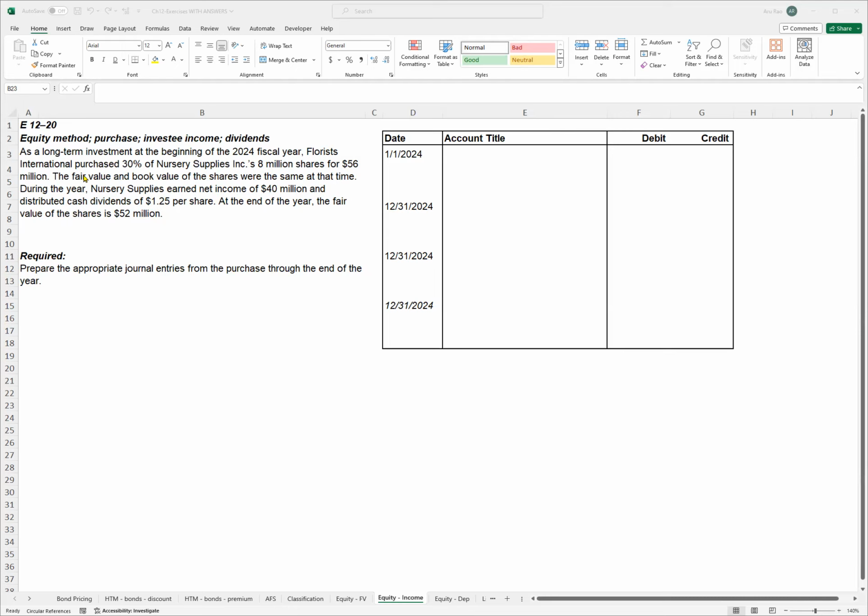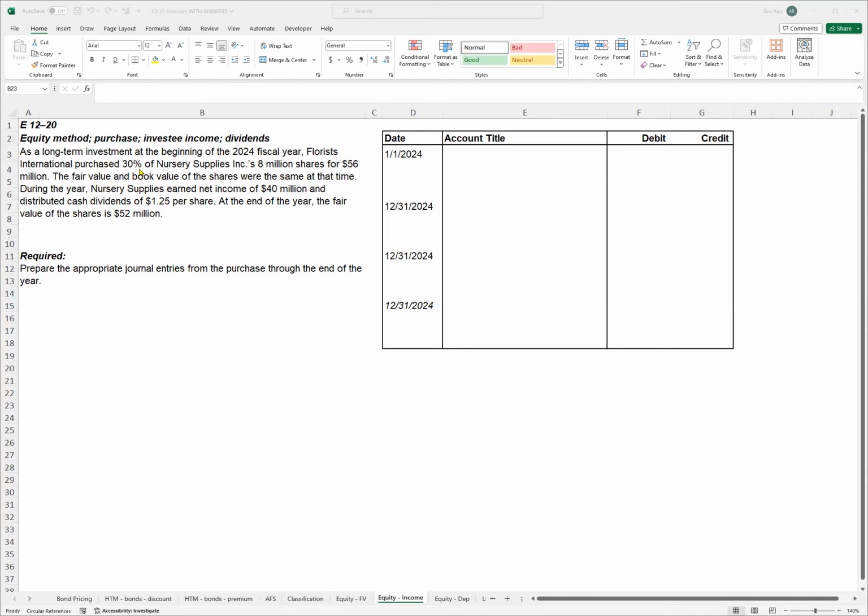Let's start with the very first one. I made an investment, I purchased, which means I paid cash. Now, it's a 30% investment. Let's stop and think about this for a second. Is this significant influence? The answer is yes. If it's below 20%, it's not significant influence. We just look at the fair value of the stocks at the end of the year. When we get dividends, we'll record it. Otherwise, we don't do anything else.